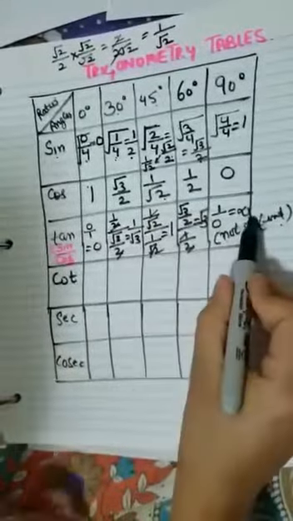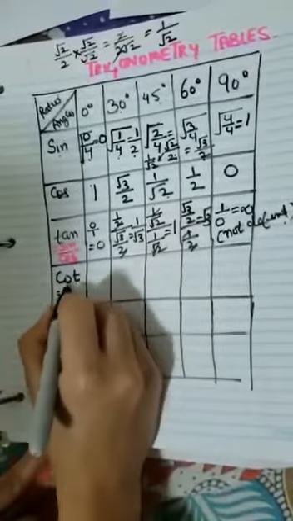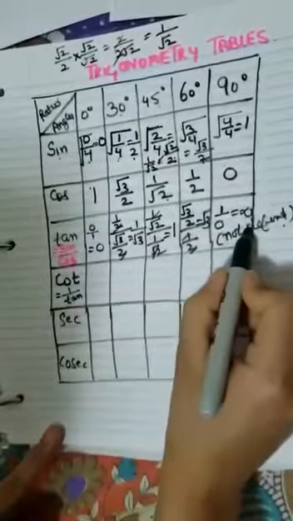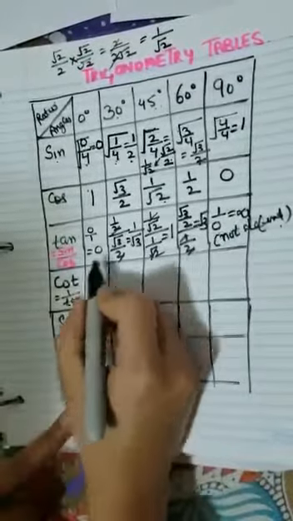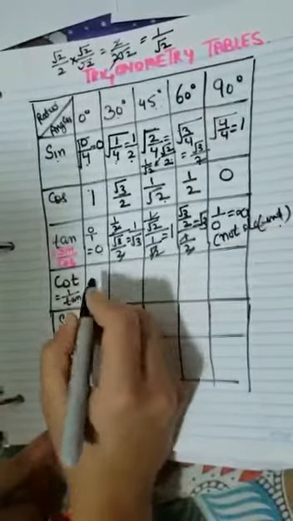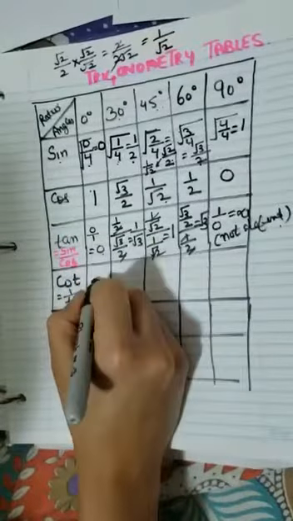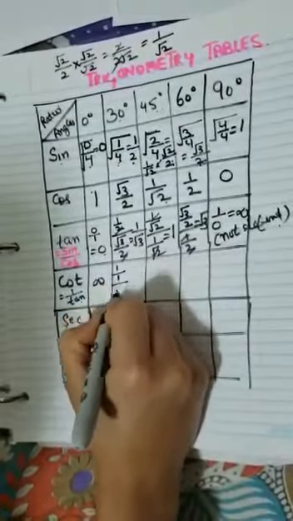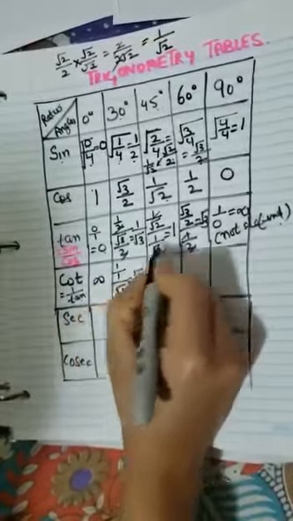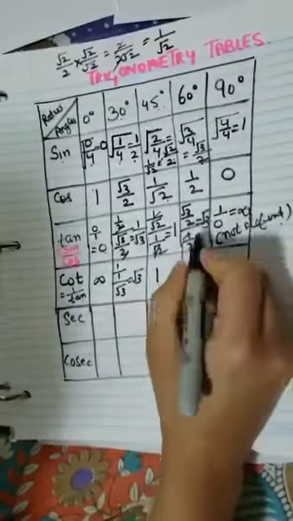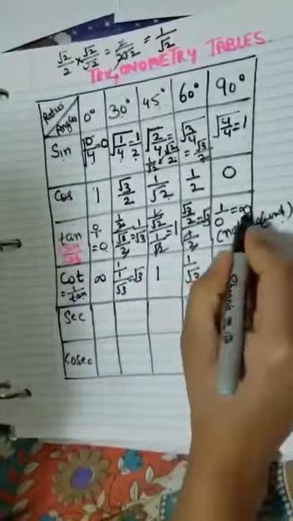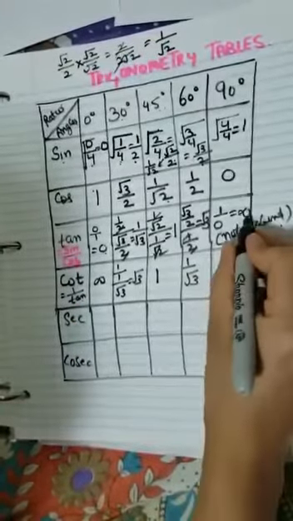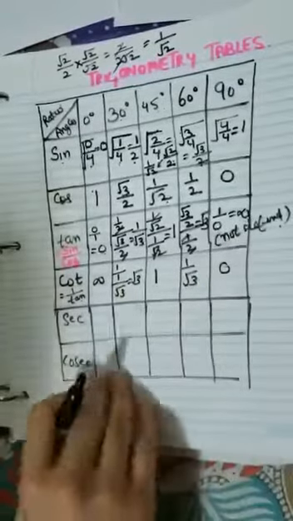Cot is equal to 1 over tan. Starting from this point, 1 over tan: 1 over 0 is infinity, 1 over under root 3 is under root 3, 1 over 1 is 1, then 1 over under root 3, and 1 over infinity is 0.